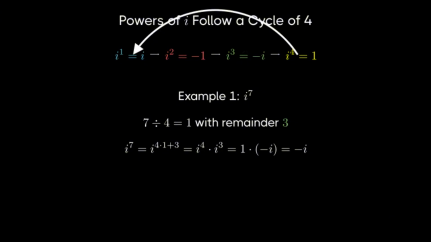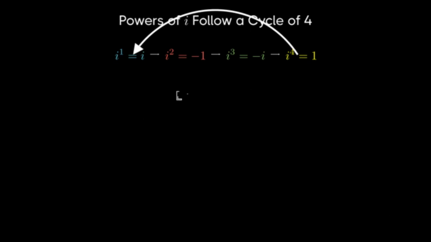We can express i to the 7th as i to the power of 4 times 1 plus 3, which equals i to the 4th times i to the 3rd. Since i to the 4th equals 1 and i to the 3rd equals -i, the result is -i. This is much faster than calculating 7 consecutive multiplications. Looking at our cycle, we can confirm that i to the 7th corresponds to the 3rd position, -i. The remainder 3 tells us to look at the 3rd position in our cycle.